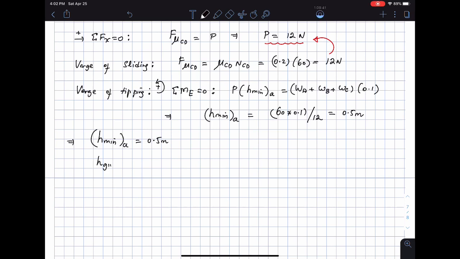H given, which is equal to H3, is 0.125 meters, which means that H minimum A is greater than H3, which means that we can discard the case of A, B, and C tipping as a unit.